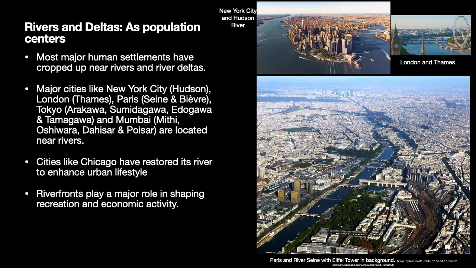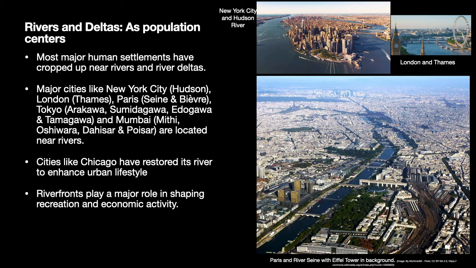If you look carefully at the bottommost photograph, on the left hand side, you can see the famous Eiffel Tower in the background. There are also other cities like Tokyo and Mumbai further east, which are located on the confluence of rivers. Tokyo is located on the confluence of four rivers: the Arakawa River, Sumidagawa River, Edogawa, and Tamagawa. Similarly, my hometown of Mumbai is also located on a confluence of four rivers: the Mithi River, the Oshiwara River, and the Dahisar and the Poisar rivers.